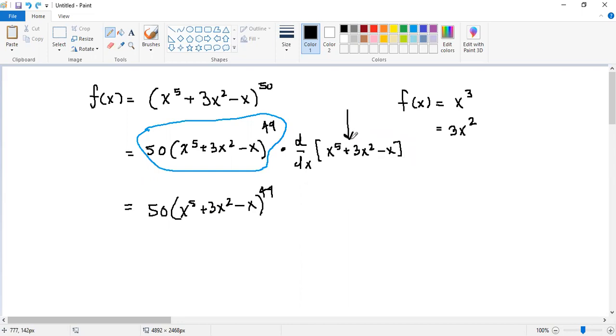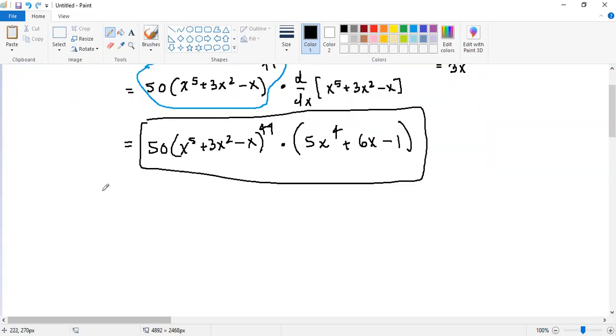So what is the derivative of this? Well, it's 5x to the fourth plus 6x minus 1. That's the derivative of this, right? We brought the 5 down, subtracted 1 from the top. We brought the 2 down, multiplied with the 3, subtracted 1 from the top, and then the derivative of x is just 1. So this is your final answer.